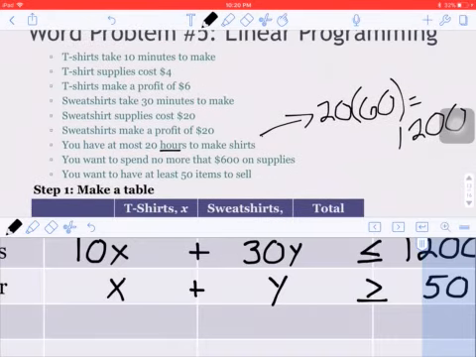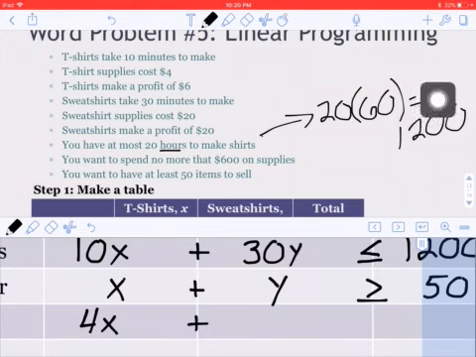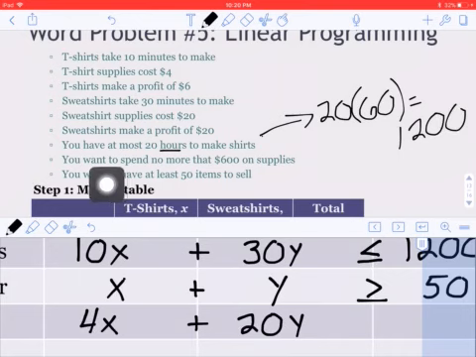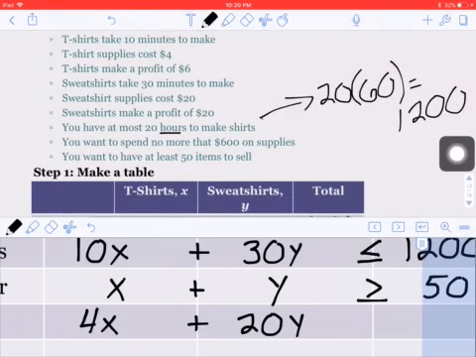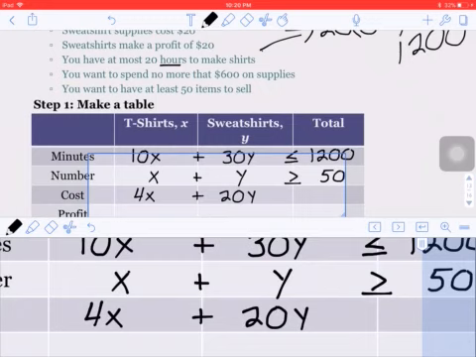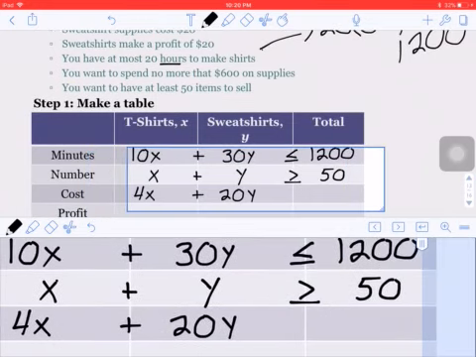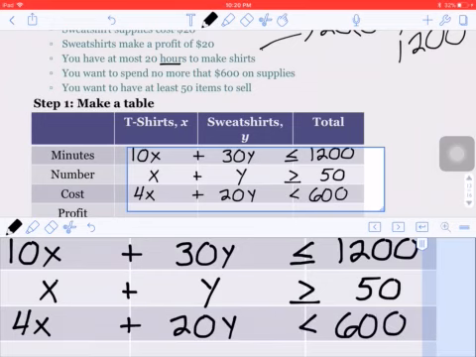And then we're going to do the cost here, so I have to scroll up a little bit. It says t-shirt supplies cost $4, so that's $4 per t-shirt, that's 4x. And then we're going to have the cost of the sweatshirts, so sweatshirts cost $20 each, so that's 20y. And that total cost, we want to spend no more than $600. So ideally, we don't want to spend too much money on this thing. So I'm going to go ahead and move my box over just a little bit and say that $600 is going to be our total, but ideally we'd like to be less than that.